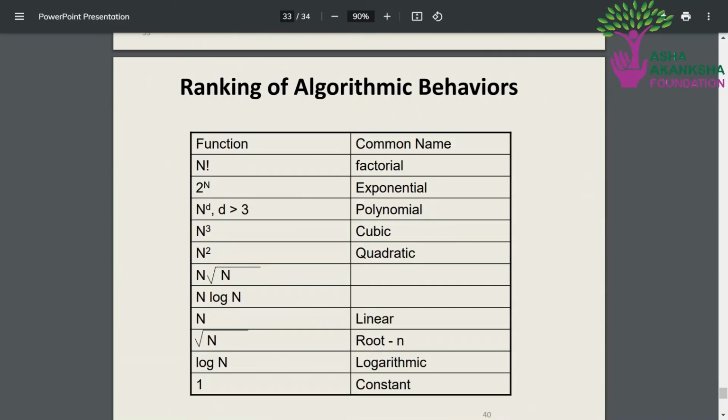These are some common algorithms with the time complexity given. For n factorial, the time complexity is n factorial. For an exponential function, we have a time complexity of 2 to the power of n. For a polynomial, the highest degree, the highest order term, is the time complexity. And for cubic and quadratic, you can calculate using this polynomial rule only.